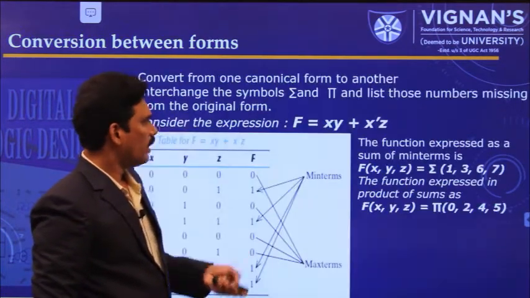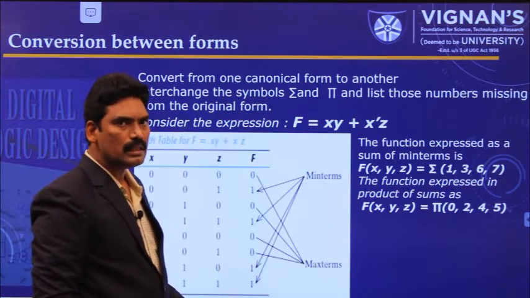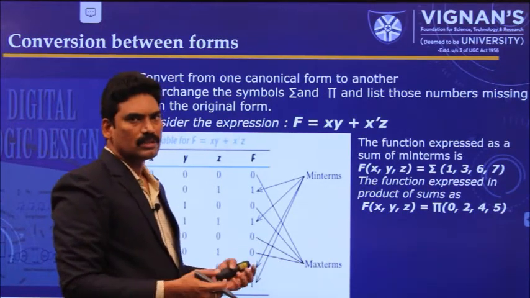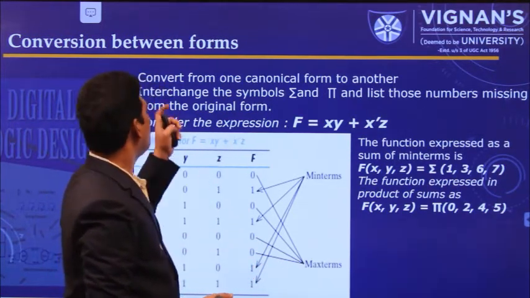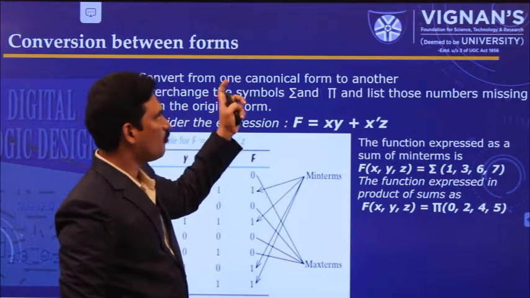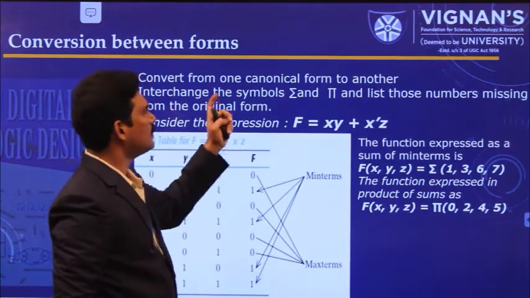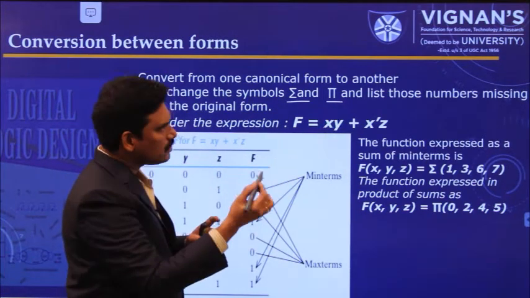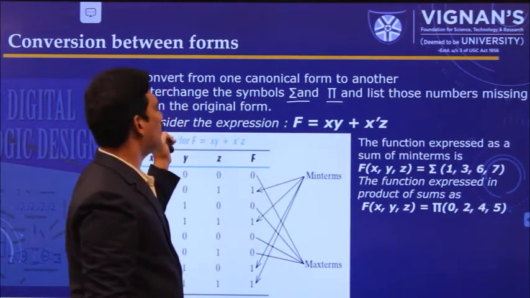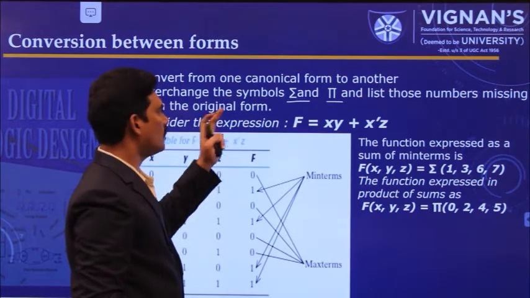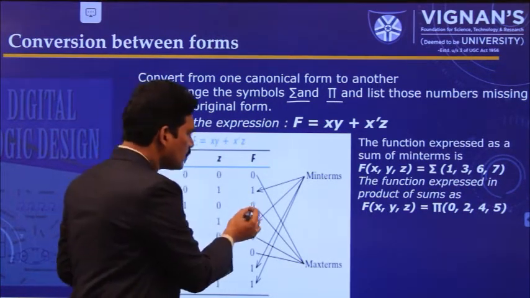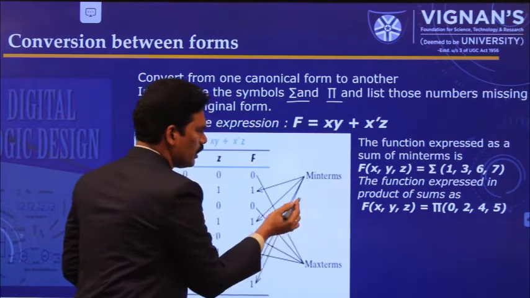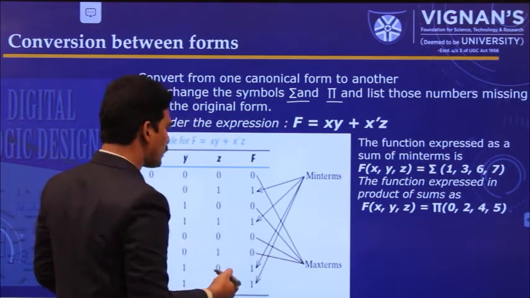And now another one, consider this one. Here we have sum of products. Convert from one canonical form to another: interchange the symbols sigma and pi, and list those numbers missing from the original form. So what are the one terms? One terms are minterms, and these are all max terms.